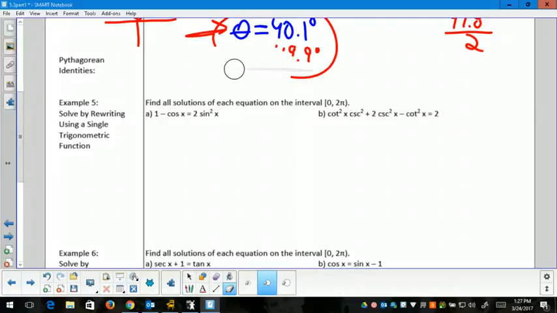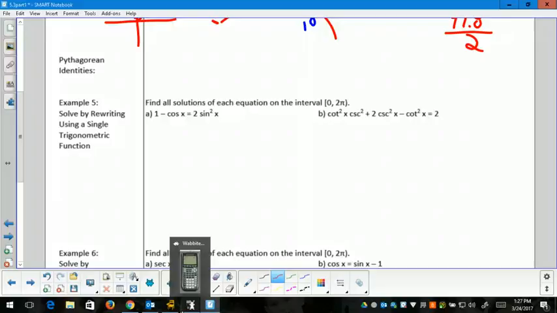All right, Pythagorean identities. Who can tell me one of the Pythagorean identities that involves sine and cosine? Sine squared and cosine squared equal 1 when you add them.